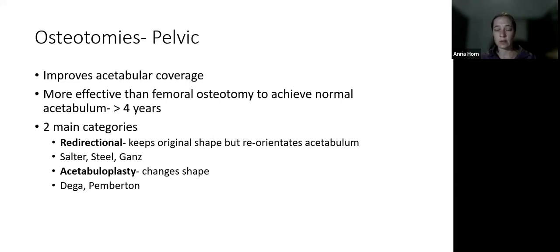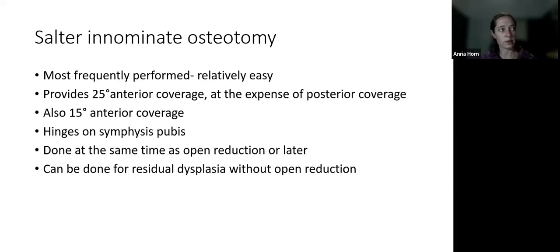So there's two main categories of osteotomies that we use for DDH. There's redirectional osteotomies, where you don't change the shape of the acetabulum, but you change its orientation to provide better cover. The most common one in children here is the Salter, which we don't really do much of. Then there's a Steel triple pelvic osteotomy that we do in older children, and then the Dunn osteotomy or the periacetabular osteotomy, which I cannot do, but is a very powerful, effective, but difficult procedure for older children. Then there's the acetabuloplasty, where you actually change the shape, and that is the Dega and the Pemberton, or the combination of the two.